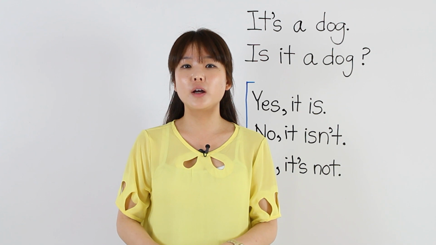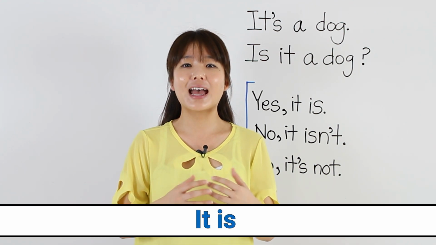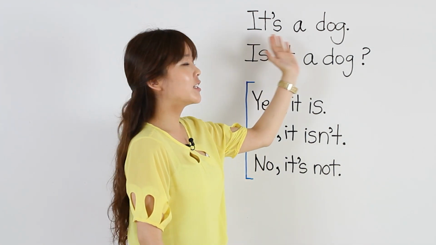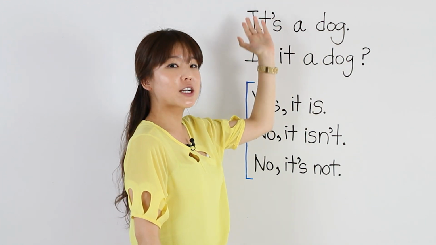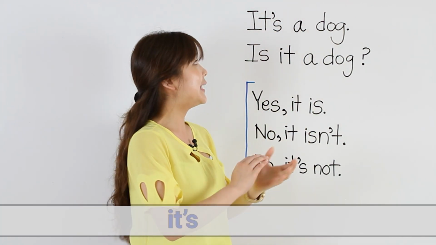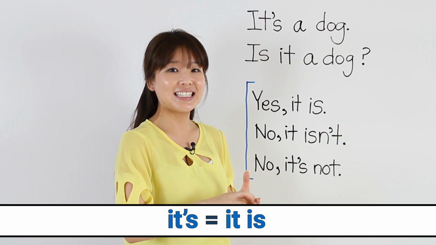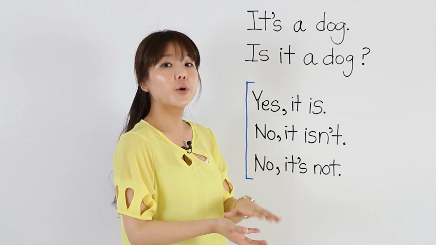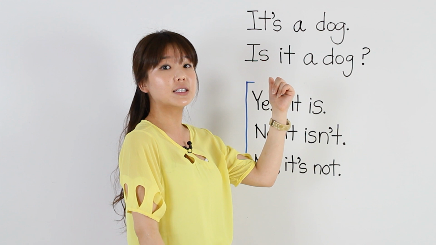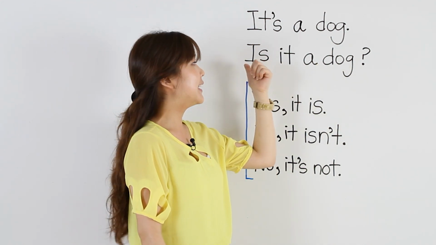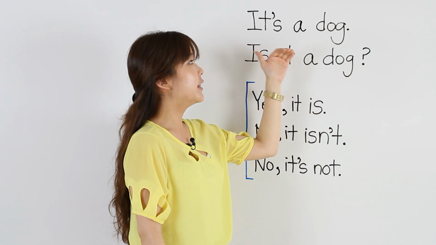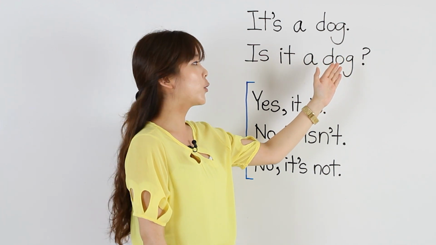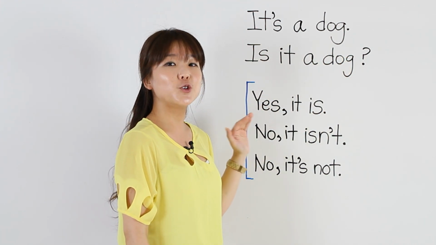Now we're going to move on to it is, okay, and how to use that in a question. So let's look at the board. It's a dog, okay? We have the contraction it's. Remember, it's is a contraction for it is. The be verb is. When we make a question, remember we have to put the be verb in the front. Is it a dog? Is it a dog? Okay, the intonation goes up for the question.